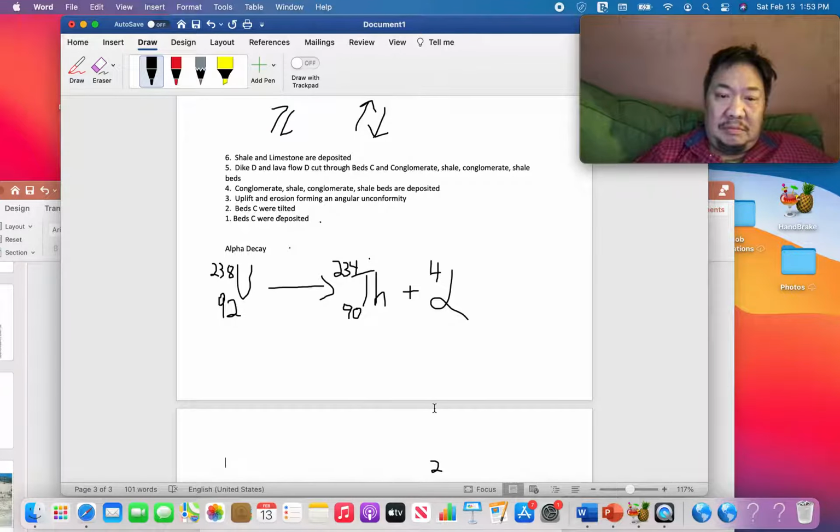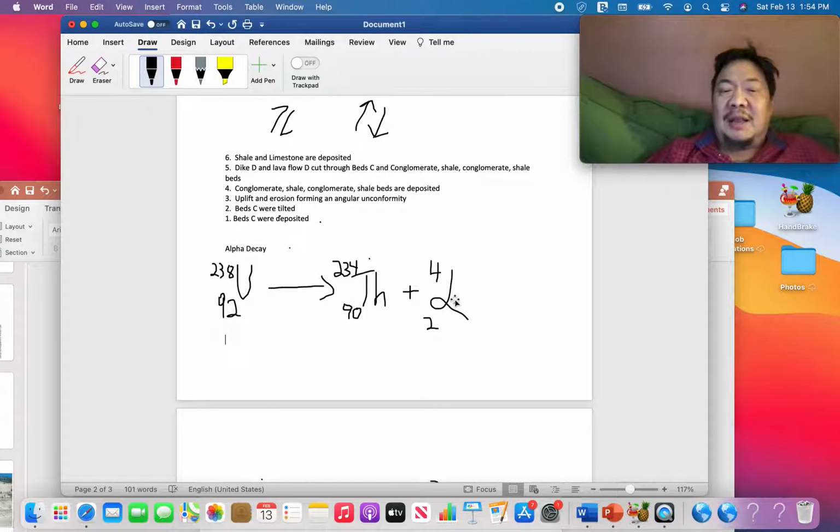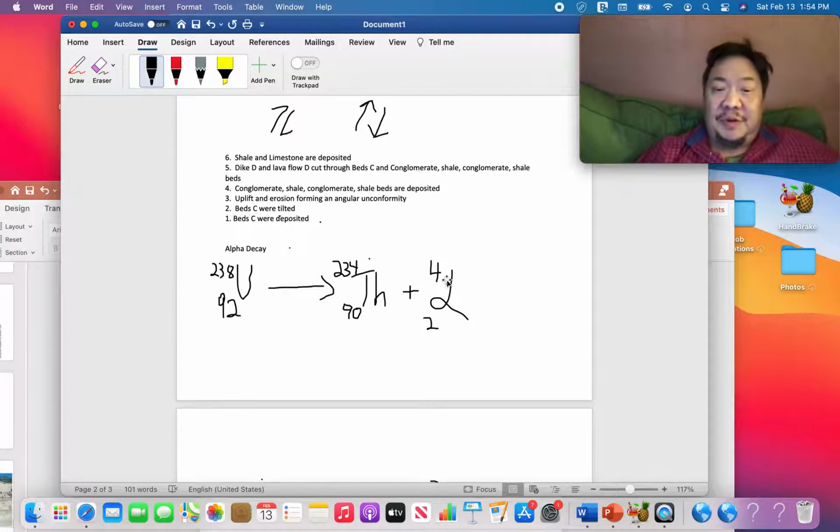Now, alpha decay is a type of radioactive decay where the parent produces a daughter, and the daughter always has an atomic mass of 4 less than the parent and an atomic number of 2 less than the parent, and it releases this particle called an alpha particle. It's not complicated, ladies and gentlemen. People get intimidated by chemistry.